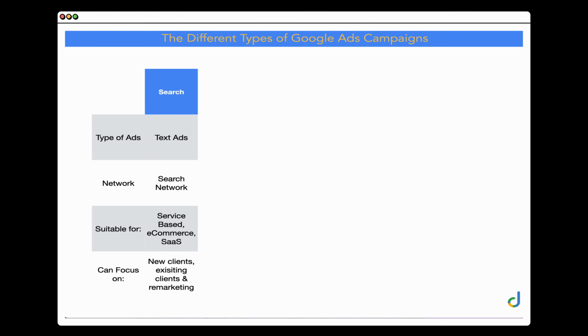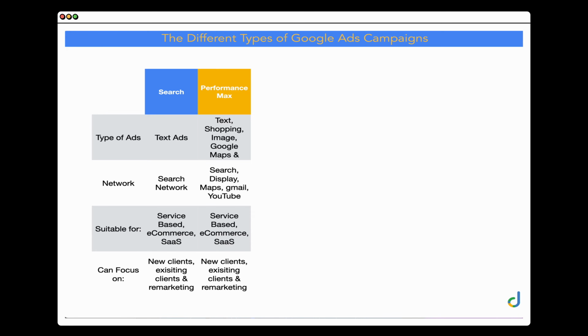Now, this is probably the one that people are most familiar with, and we know that they focus on text-based ads. They work on the search network, and these are pretty much an all-rounder. They're great for service-based or software as a service businesses. And with these ones, you can use them to focus on new clients, existing clients, or even remarketing.